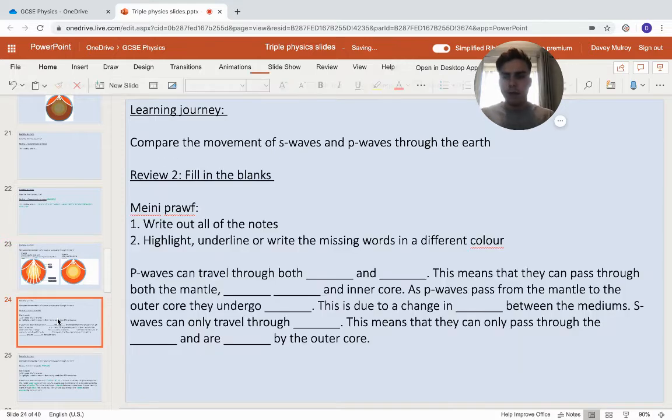Review 2 then. To compare the movement of S waves and P waves through the Earth, I need you to do a fill in the blanks activity. So you're looking at, if you're doing it on paper, writing out all the notes and highlighting, underlining. If you're doing it on your computer, just make it very clear for me, please, where the missing words are. And I'll lead you to click pause and complete this activity now.